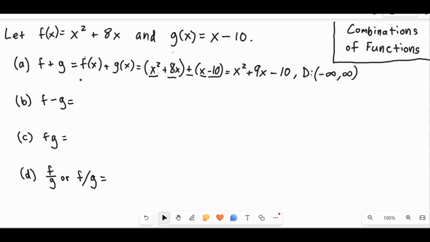Okay. When we do subtraction, this is the same thing as f minus g of x. That's the exact same thing. And so what we're going to do here is take f of x and subtract g of x. And so that's going to be x squared plus 8x, that's f of x, minus g of x, which is just x minus 10. And we're going to subtract a negative here, so that's going to make things a little bit different. So here we have x squared. There aren't any like terms over here to subtract, so we're just going to bring over the x squared.